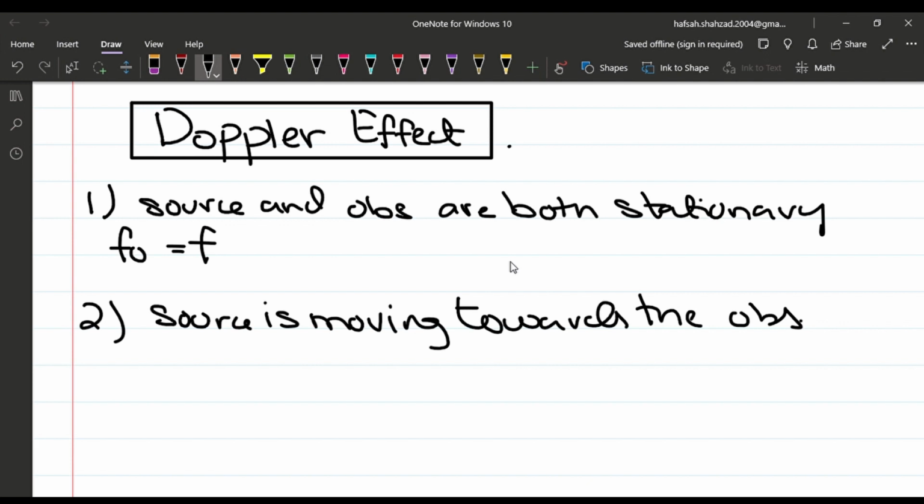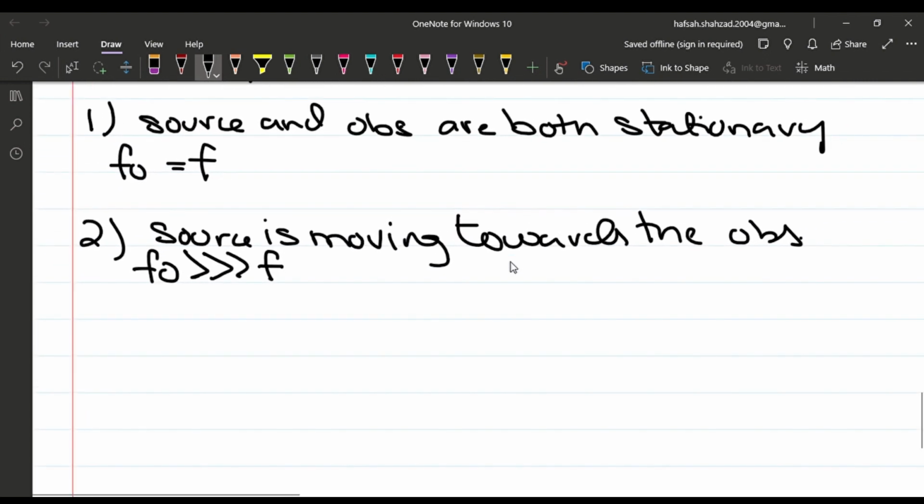So when the source is moving towards the observer, the actual frequency and the observed frequency have the relation: f0 is greater than the actual frequency. The observed frequency is greater than the actual frequency.